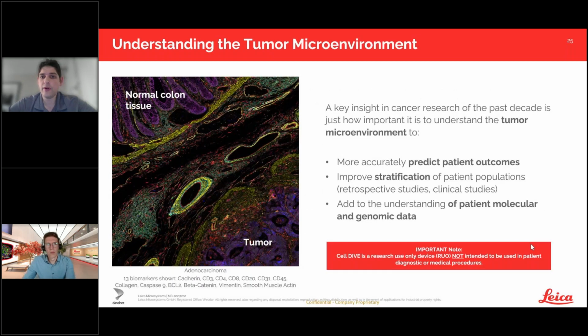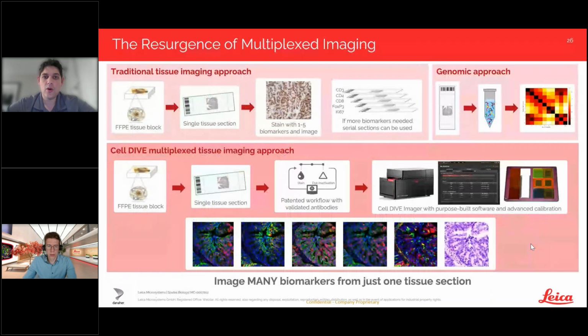So like I said before, a key insight in cancer research of the past decade is just how important the tumor microenvironment is. Because if you can understand all of the cells and systems that are in the tumor microenvironment, you can accurately predict patient outcomes, improve stratification of patient populations in your retrospective or clinical studies, and you can add to the understanding of patient molecular and genomic data. So, with all that I've just discussed, that intersection of the omics approach and the traditional tissue imaging approach, we have CellDive.